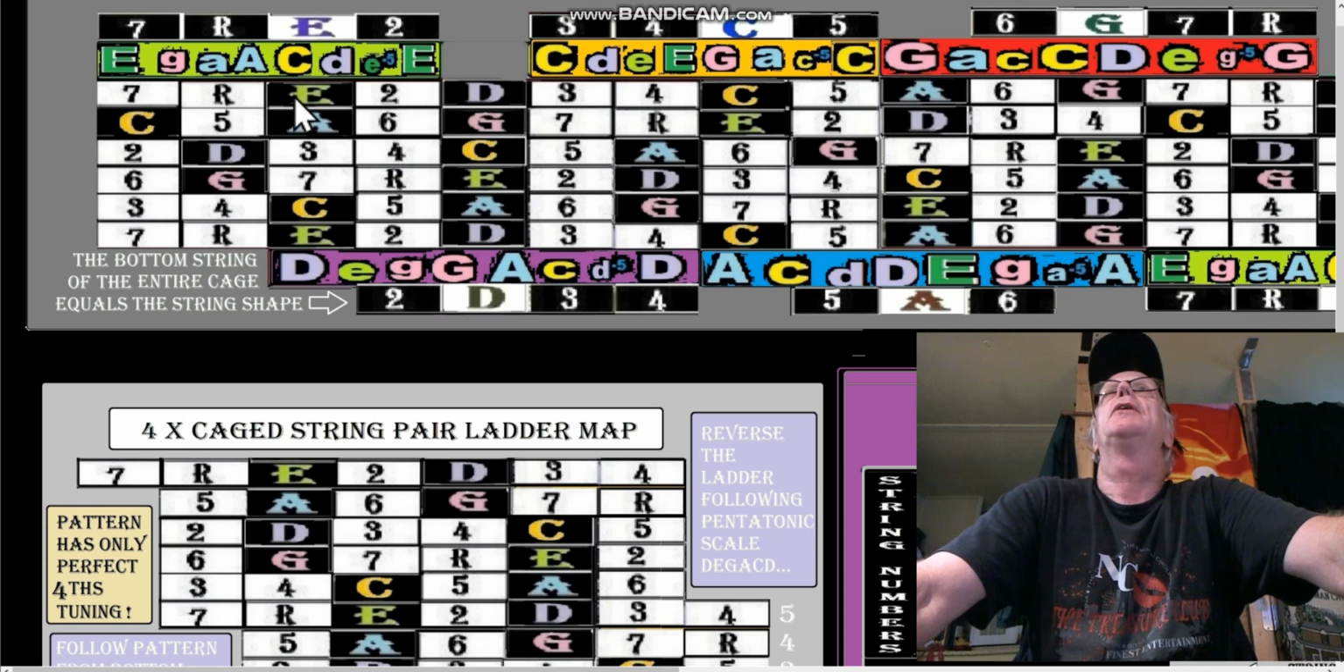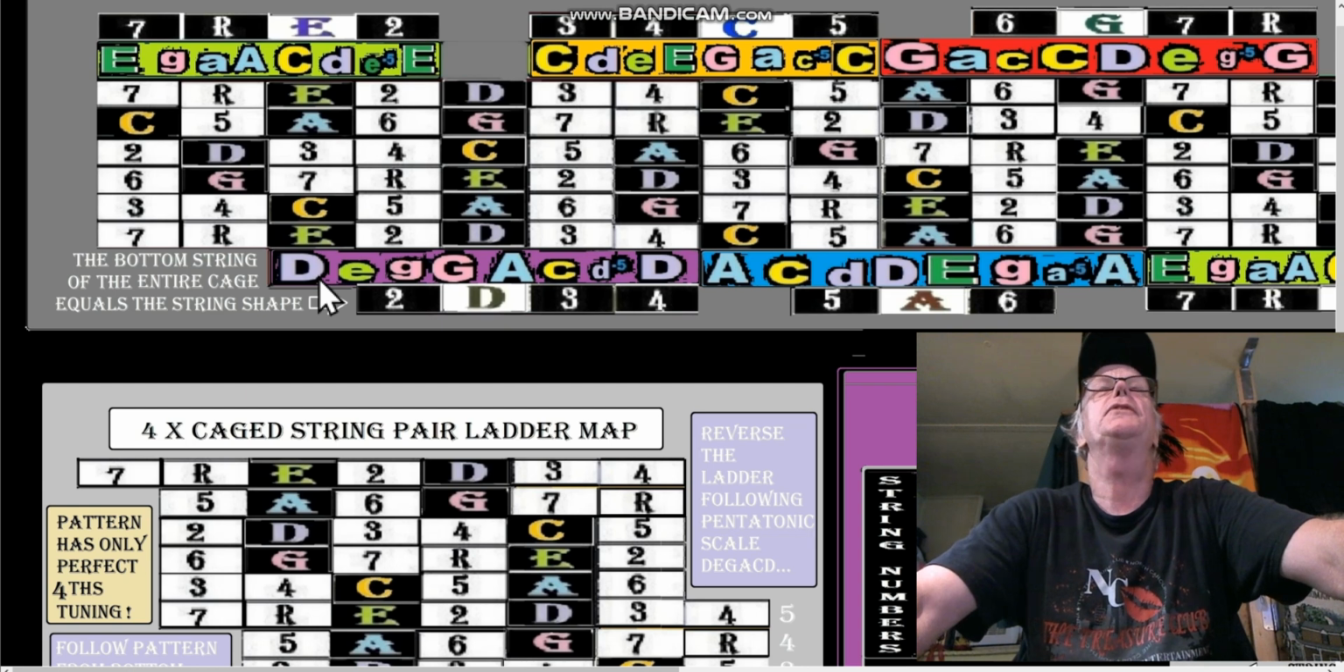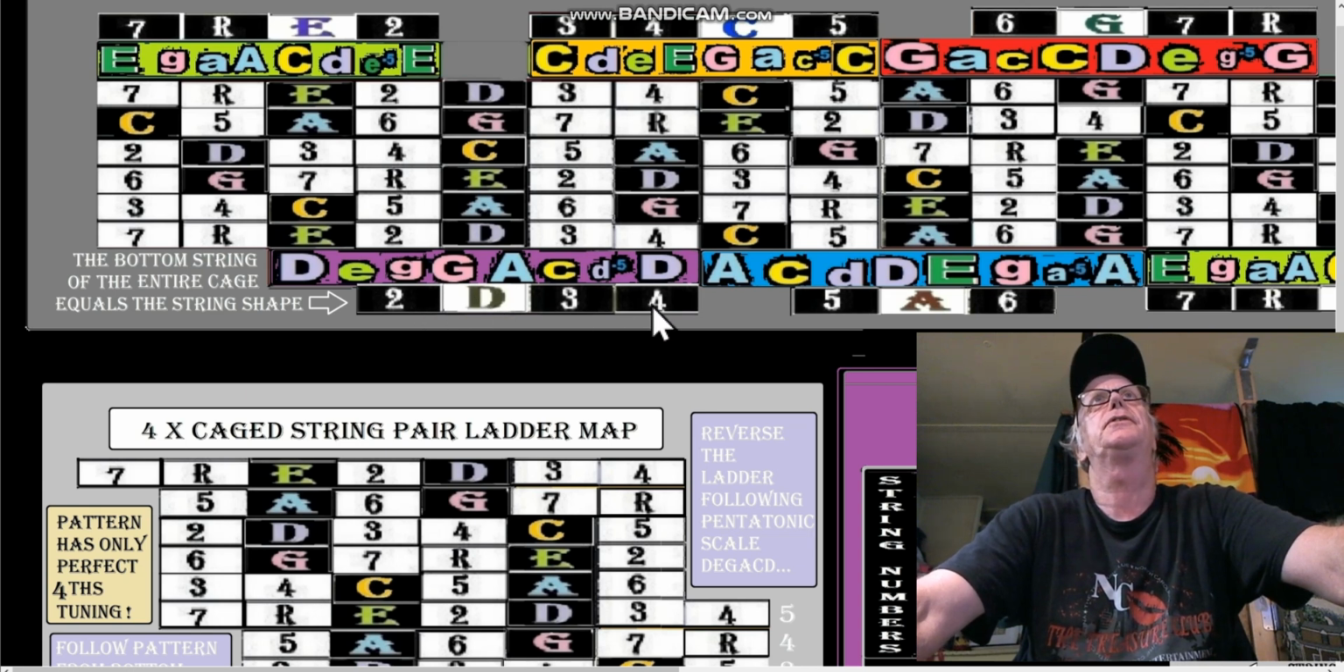So we have our cages. We have C, A, G cage, and then we can come over here to E cage and D cage. C, A, G, E, D. All right, so the string shapes are the bottom and the top strings of each cage. So the string shape in the D is 2, 3, 4. So that's designated as the string shape.